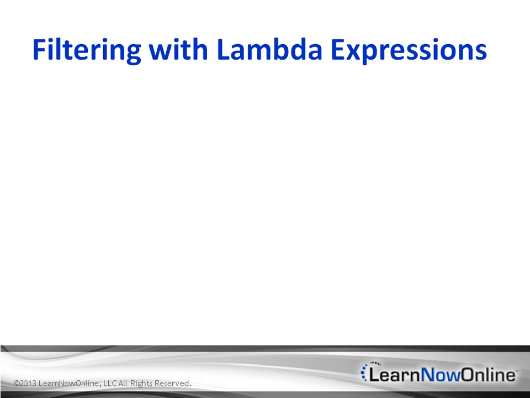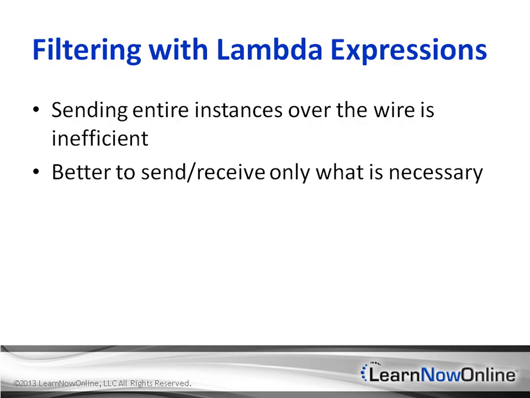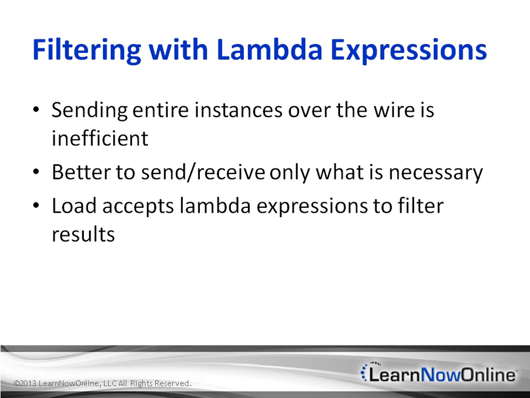So the previous demo that I just did, I loaded up the entire announcements list, and it's pretty wasteful. Sending the entire instance over the wire is very inefficient. There's a better way to do that, and the way to do that is by using lambda expressions to filter the results. So we can pass in a lambda expression to the load method, and then that's going to allow us to only retrieve what we want. So in this demo, we're going to take a look at loading list properties, specific list properties, using lambda expressions.